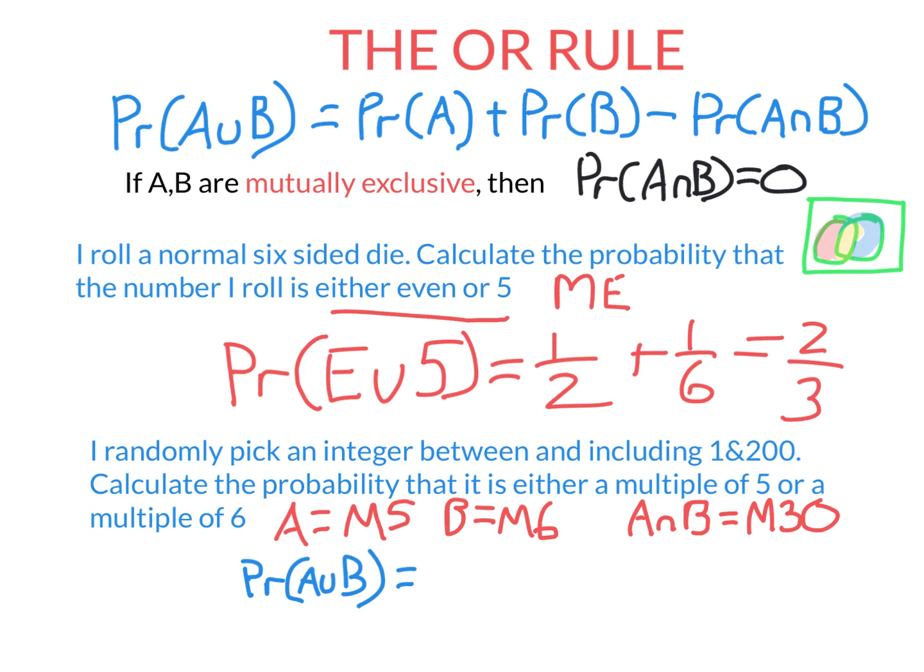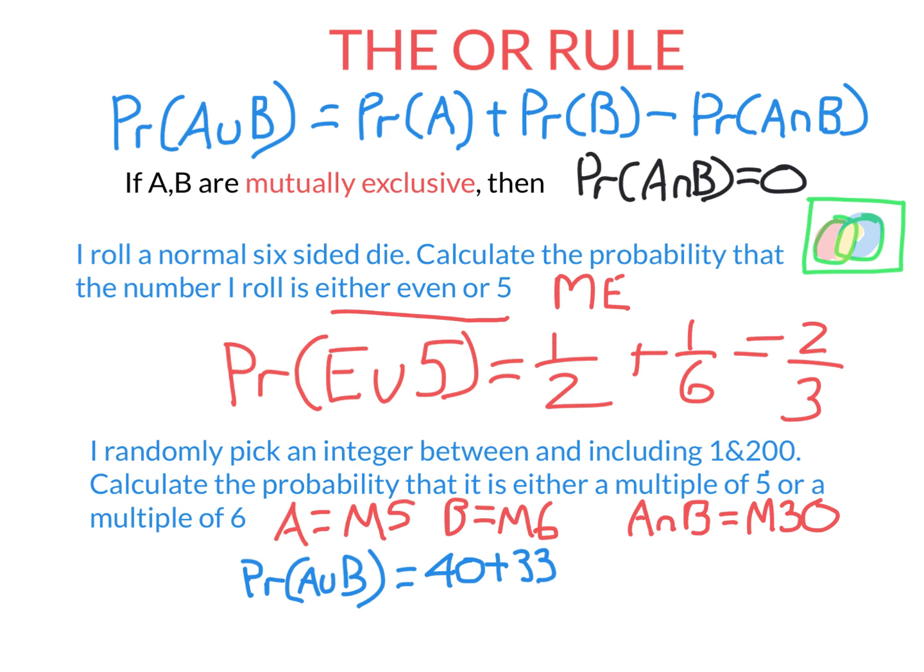So what's that probability? Well, 200 divided by 5 is 40, so there are 40 multiples of 5 that are less than or equal to 200. Now, 200 divided by 6 is 33.3 recurring. 33 times 6 is 198. There are 33 multiples of 6 less than or equal to 200.